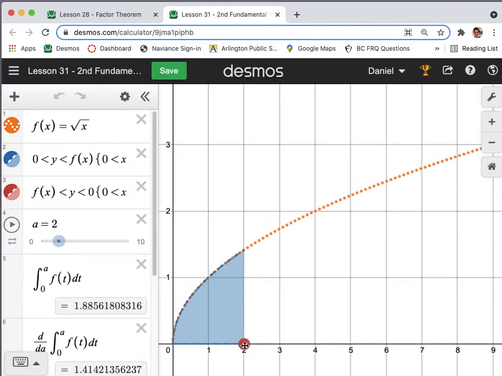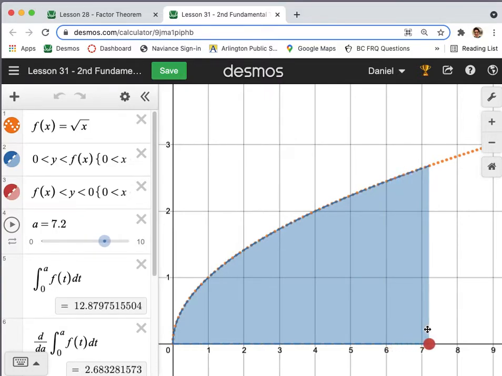Well, as I move my upper limit of integration up, the reason this is called an accumulation function is I'm raising the upper limit of integration, which means I'm just talking about more area. I'm accumulating more area. In other words, remember, the definite integral is an accumulated product. I'm just accumulating more area. And the input, the upper limit of integration, is telling me how far to go.